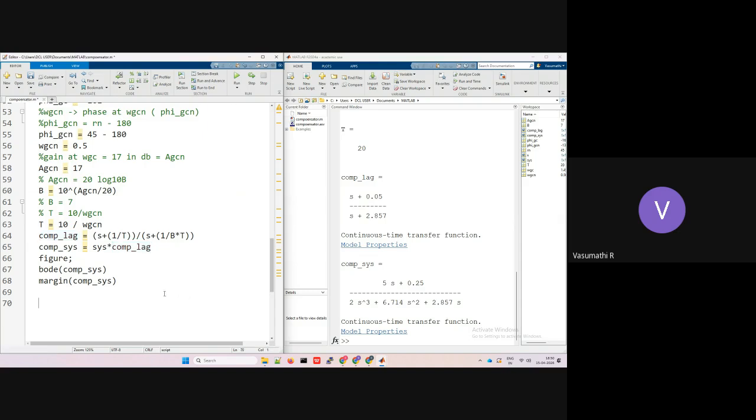Okay, I have missed one step. So this is not a compensated system. Actually, this is a compensated system. Actually, how we found this for the lag compensator is that we will do one more step, that is 180 plus this.